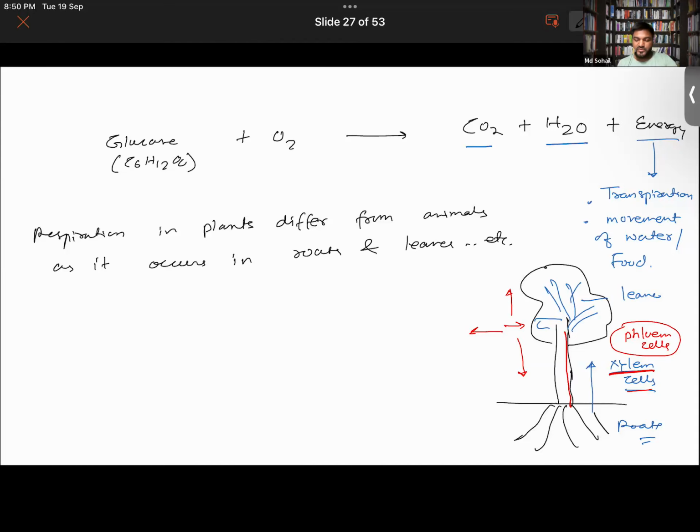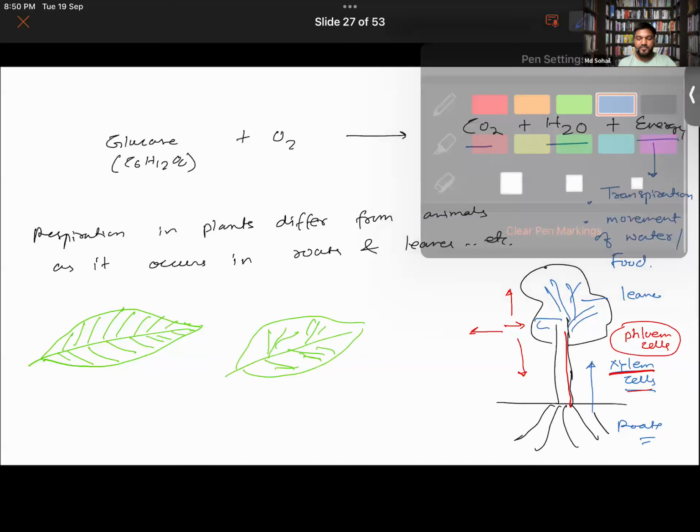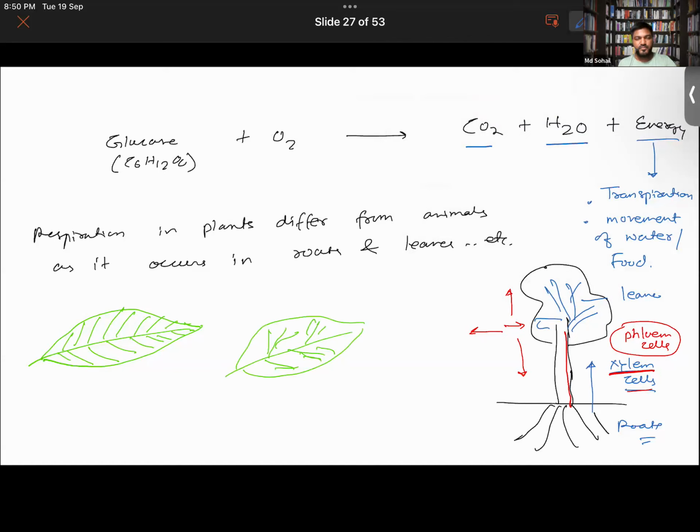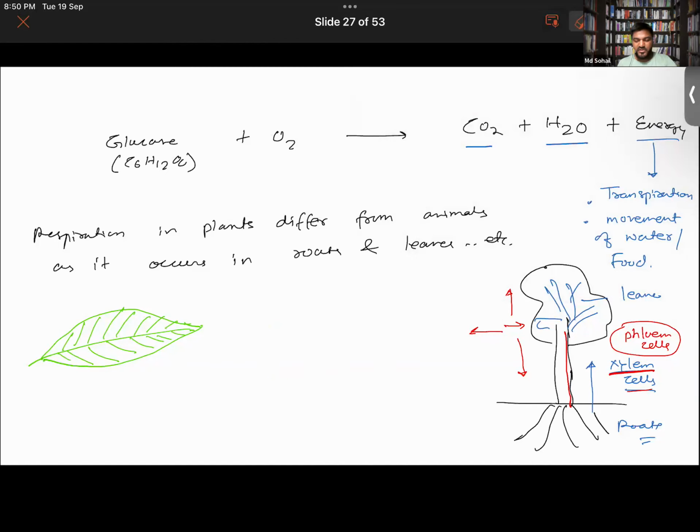So say this is your leaf here. By the way, leaves also are of two types. Have you seen that? In the leaves, veins are of different structures. Some of them are like this. There are two types of venation: parallel venation and reticulate venation. Yes, exactly. Parallel and reticulate venation are found in leaves.